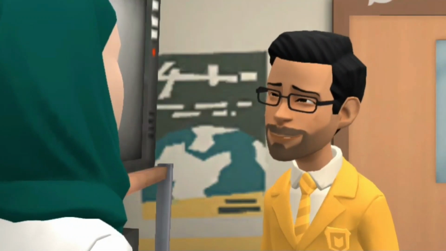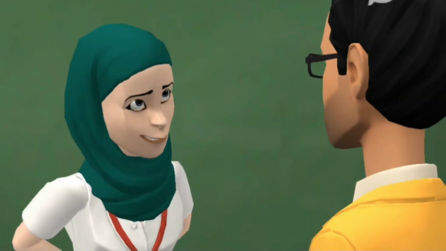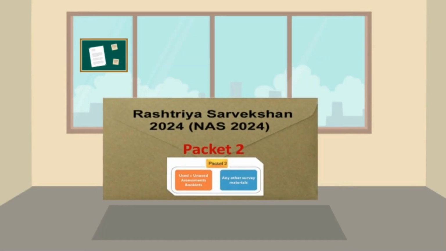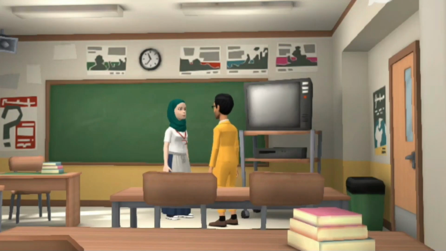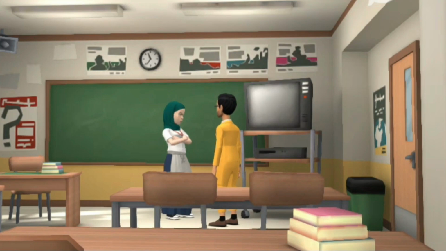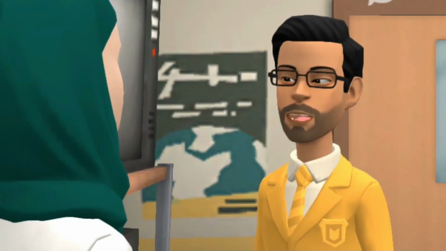All right. What goes in packet 2? In packet 2, pack all the unused and used booklets such as school questionnaire, teacher questionnaire, assessment test booklets, pupil questionnaires, any other survey material. Okay, I'll do that. What do we do next? Once both packets are ready, hand them over to the observer. He is responsible for safely returning these materials to the resource center custodian. Got it. Thank you.